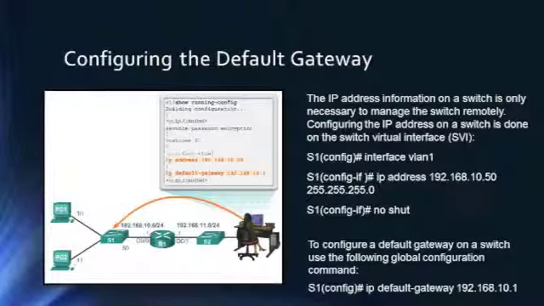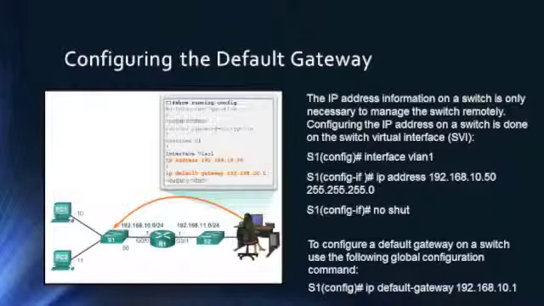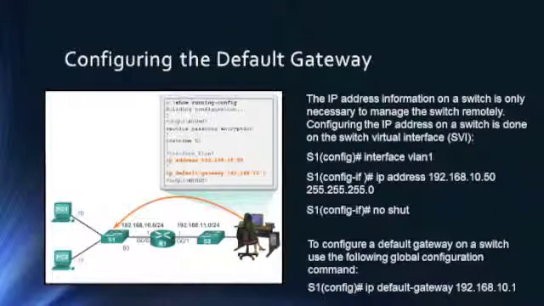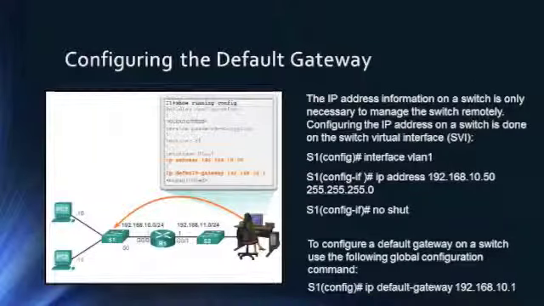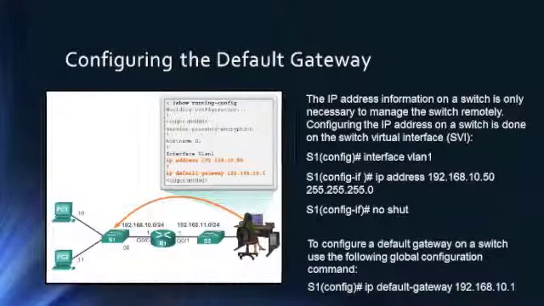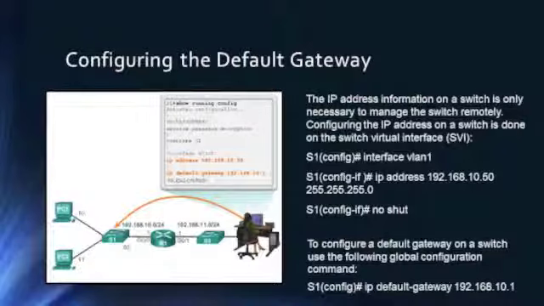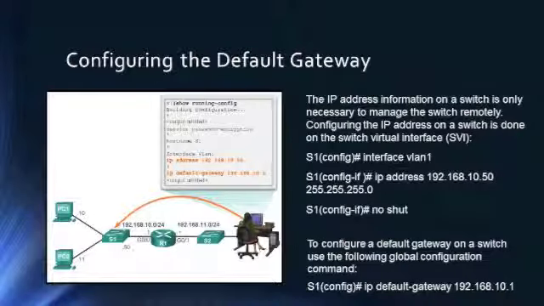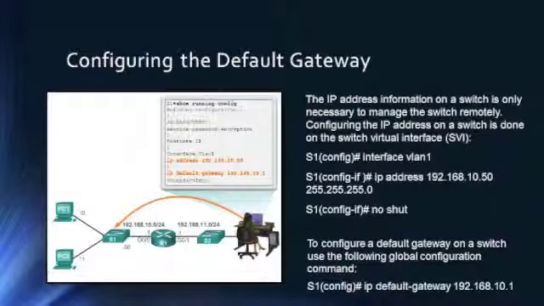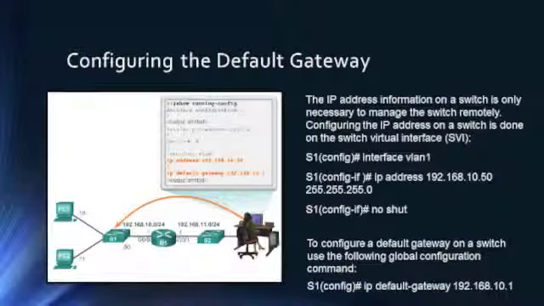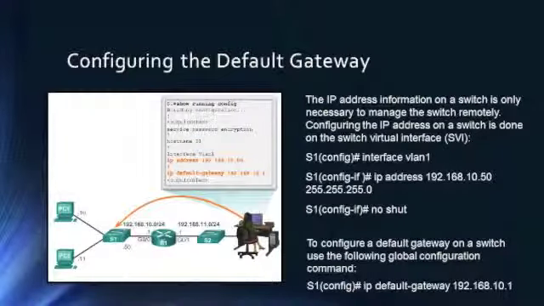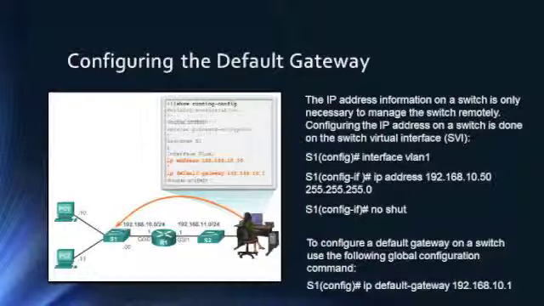End devices require default gateway addresses, but so do intermediate devices such as the Cisco IOS switch. The IP address information on the switch is only necessary to manage the switch remotely. Configuring the IP address on the switch is done on the switch virtual interface.